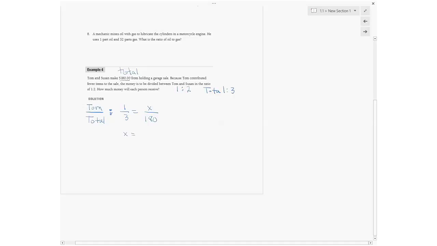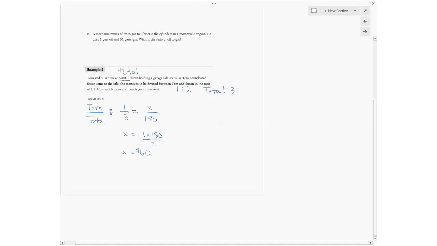So x will equal, you multiply the two things across from each other. So 1 times 180 and divide that by 3. So 180 divided by 3 is $60. So Tom contributed $60 worth. That's the money he's going to get.